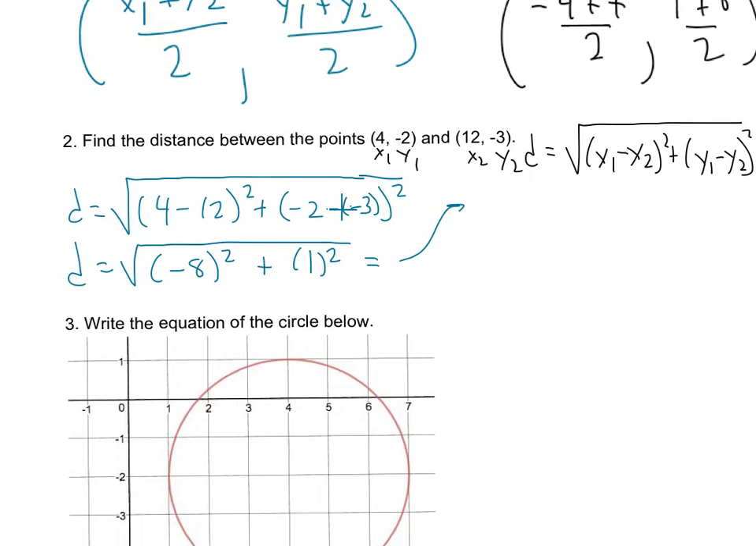So if we take this up here, this will give me the square root of 64 plus 1, which is the square root of 65. And you could try to simplify the square root of 65, but it's 5 and 13, which are both primes, so there are no perfect square factors that come out, so this would be my distance.